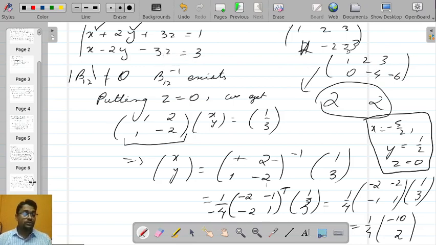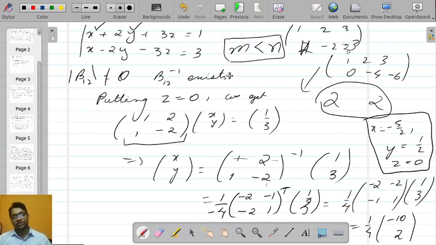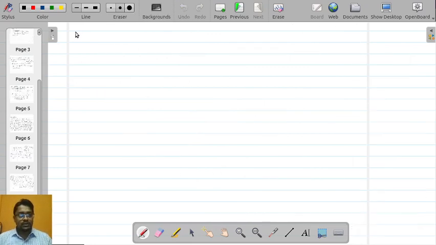That I had already pointed out. If the number of equations is strictly less than the number of unknowns, then there is no other option: there are infinitely many solutions. But out of those solutions, this is called a basic solution, because the vectors corresponding to these basic variables form a non-singular matrix. I hope you understood this part.